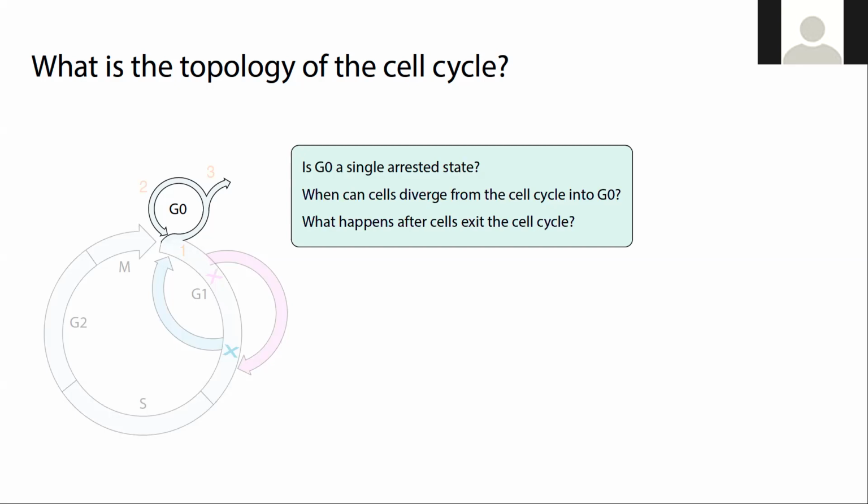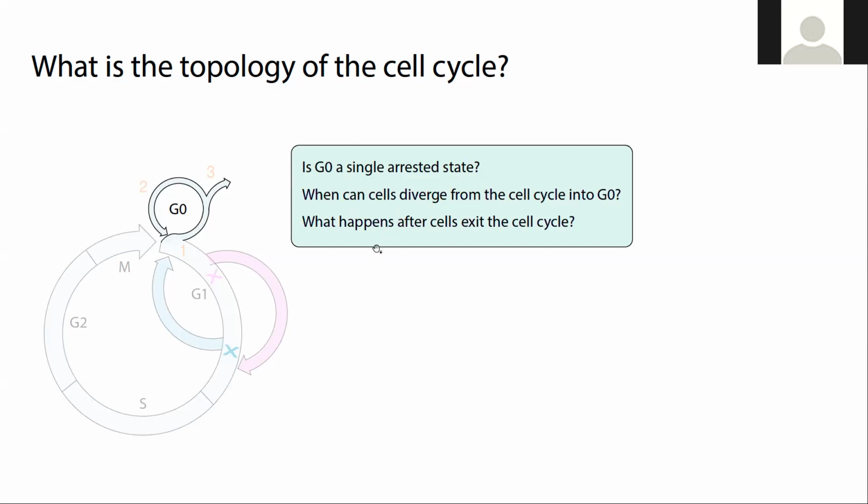And although we have some understanding of the mechanisms that induce cell cycle arrest, it's still not entirely clear when this decision is made, or more precisely, when do cells diverge from the proliferative cell cycle into a state of arrest? And finally, what happens to cells after they exit the cell cycle? Do they remain in a static G0 state awaiting cell cycle reentry? Do they enter progressively increasing depths of arrest? Will this arrested state eventually turn into an irreversible arrest or senescence? In essence, we know very little about the topology of cell cycle arrest.